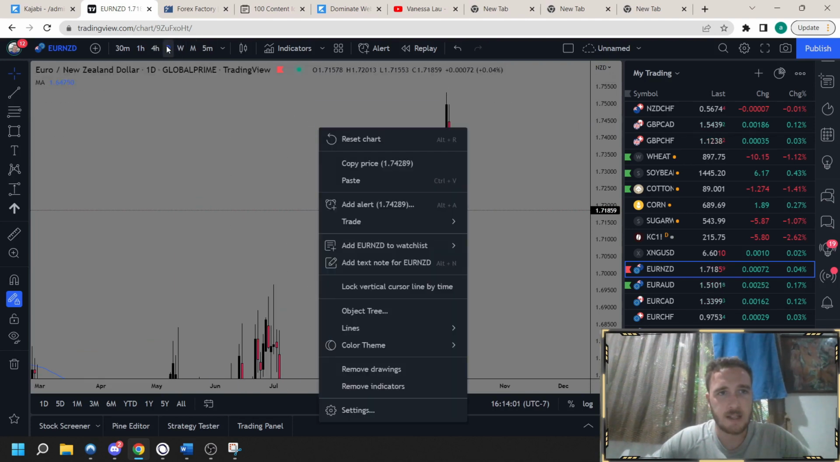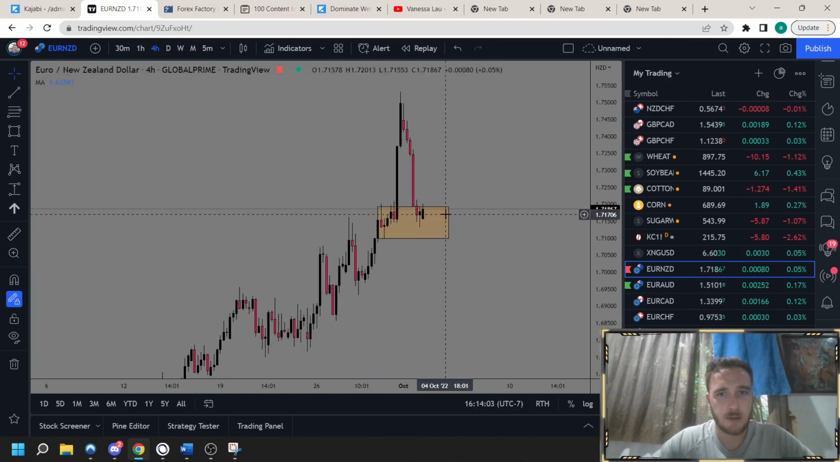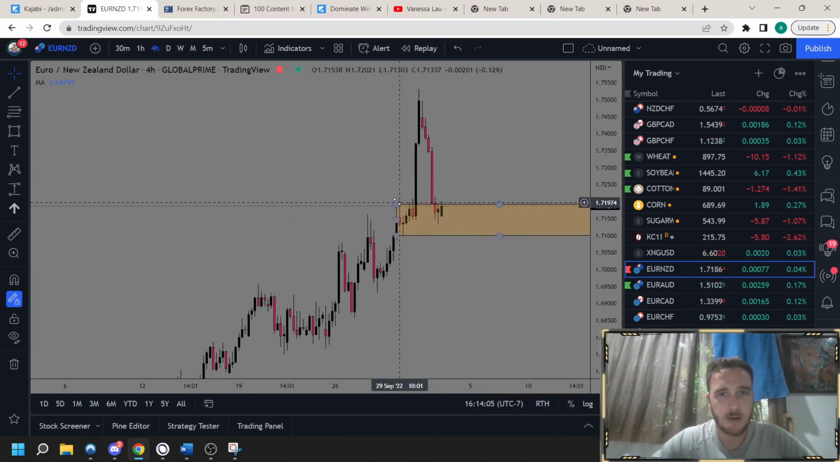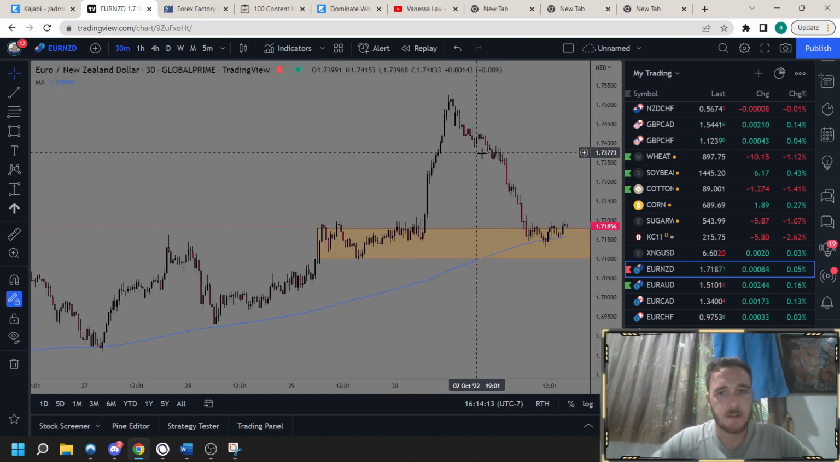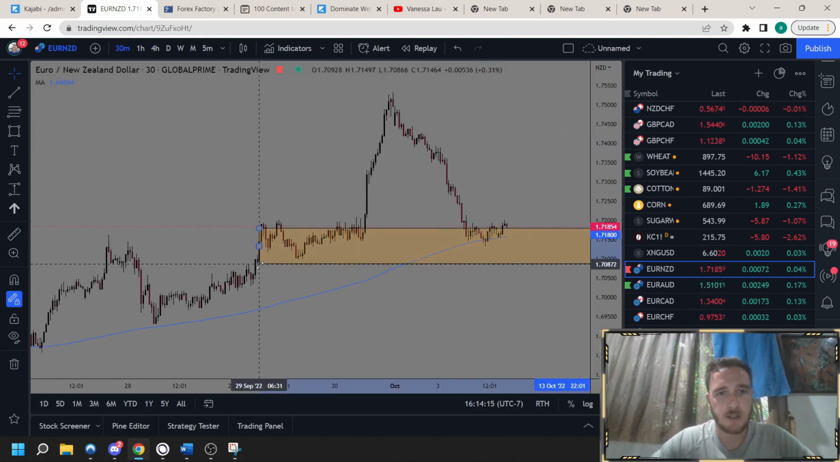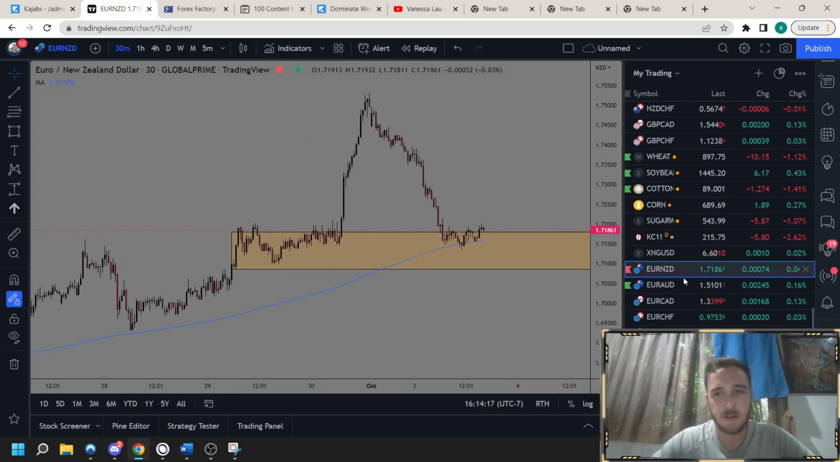Euro New Zealand, I like this one. Go to that 4-hour time frame. We're in an uptrend, right? 4-hour uptrend. Nice rally base rally demand. Buyers seem to be battling it out in here. So hey, if there comes up a nice buying opportunity, I might look to buy it.